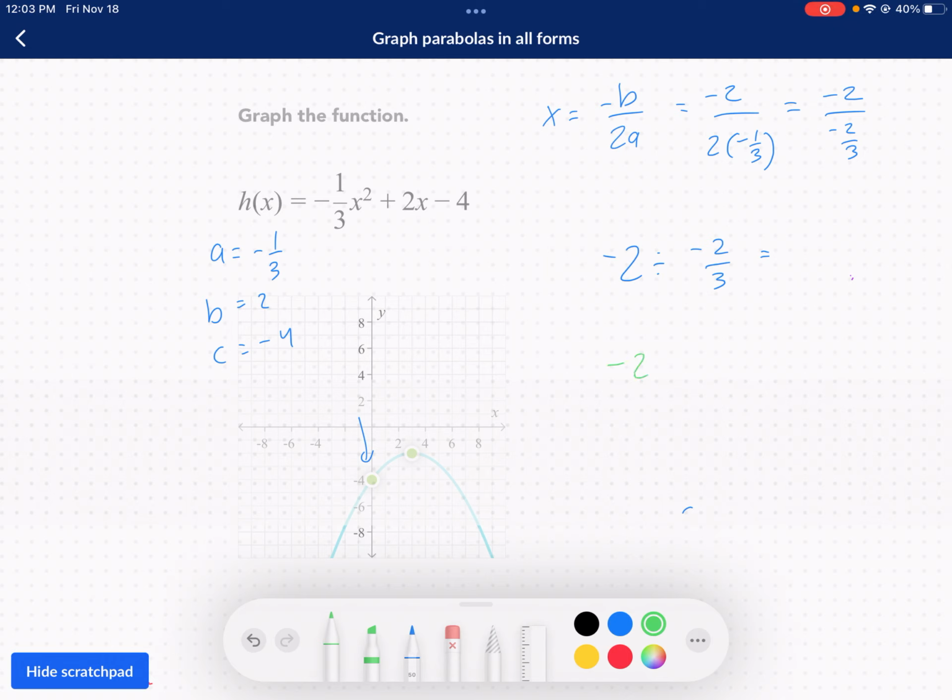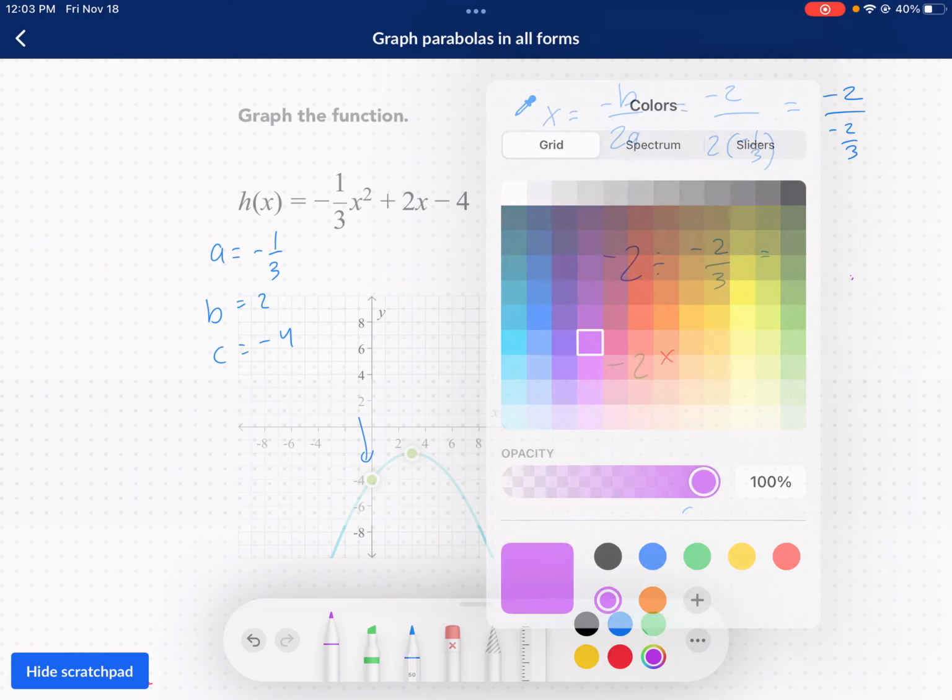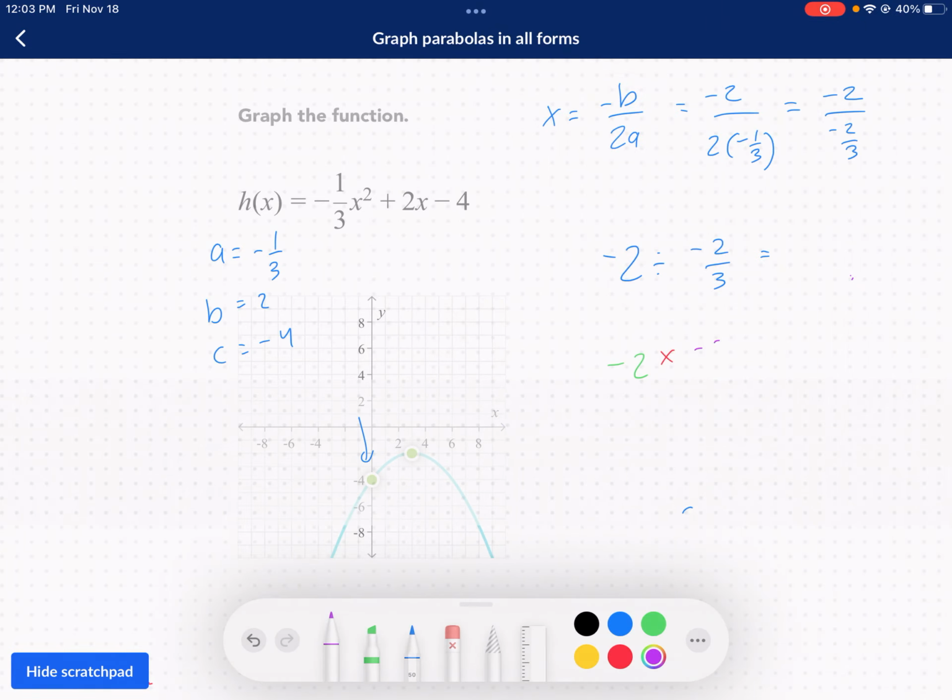I'm going to do negative 2. I'm going to change this to a multiplication sign, and then I'm going to flip that fraction to become negative 3 over 2 instead of negative 2 over 3. So then that makes it a much easier problem for us. I can put this over 1. You'll see that the 2 cancels with the 2, and the negatives cancel away. Negative times negative equals positive, and I'm left with 3 over 1, or just positive 3.